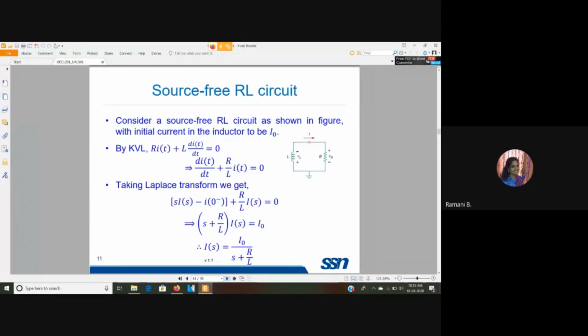So first let us see the source free RL circuit. Here you are given an RL circuit. Let us consider the source free RL circuit as shown in the figure, and let us consider the initial current in the inductor to be I0. As the name mentions, it is source free. You don't have any external energy source in the circuit. So the inductor has an initial energy, and we call it the initial current I0.